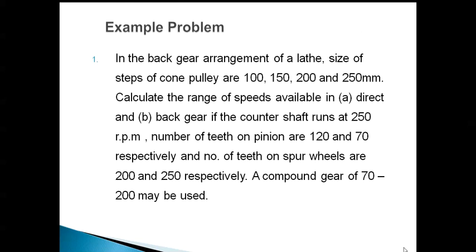So here the speed sent to the shaft of the cone pulley is 250 rpm. So that is a constant speed that will be sent to the cone pulley, that is 250 rpm. We'll get the different speeds by shifting the belt from one step to another step. So we'll see direct drive, and then next we'll see how the speed will reduce by engaging the back gear.